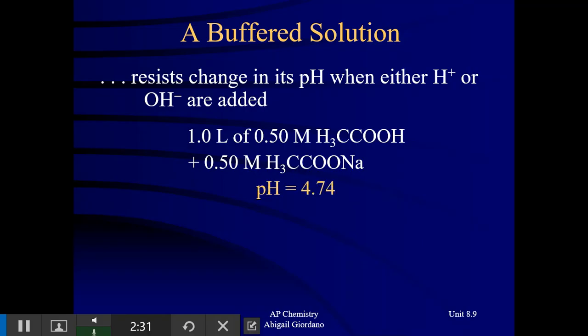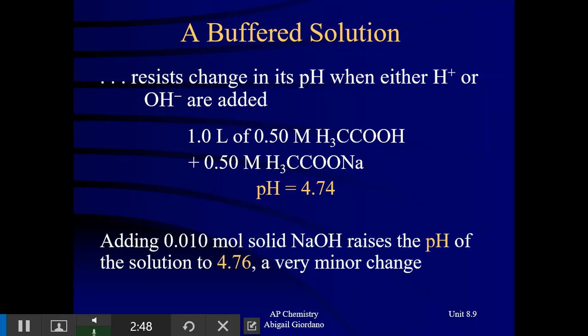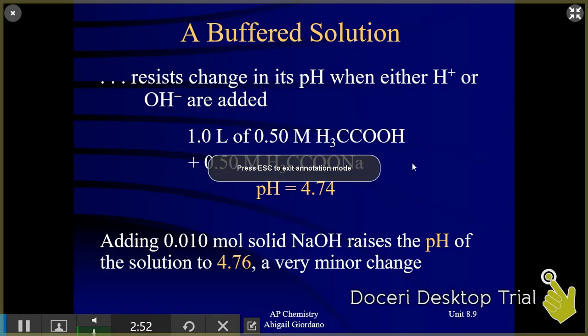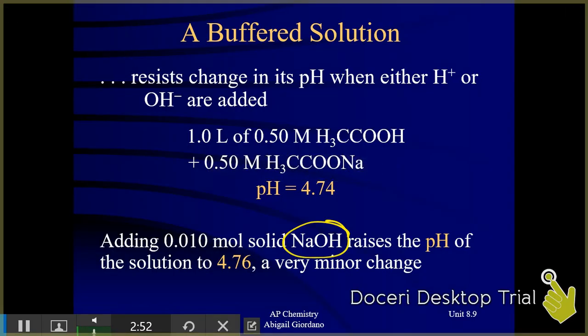And we're going to talk about calculating how you get the pH of a buffer system. We're going to talk about that today, but I'm just going to show you an example here. If this buffer system has a pH of 4.74 and it's maintaining that pH nice and steady, if we were to add some sodium hydroxide, which is one of our strong bases, look at what happens to the pH. It does go up, but only a very, very small amount.